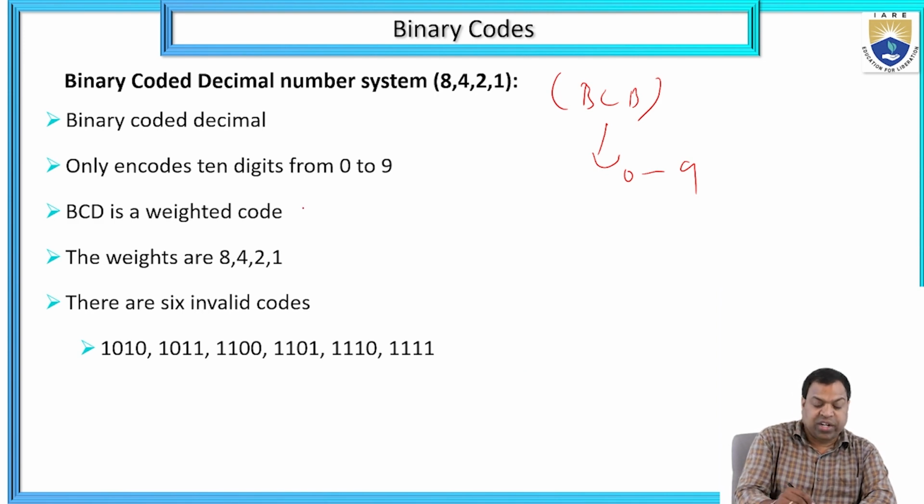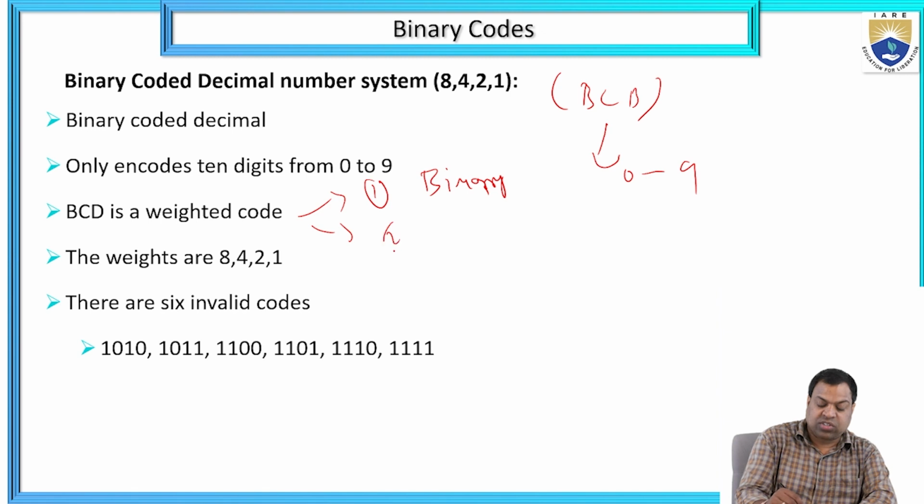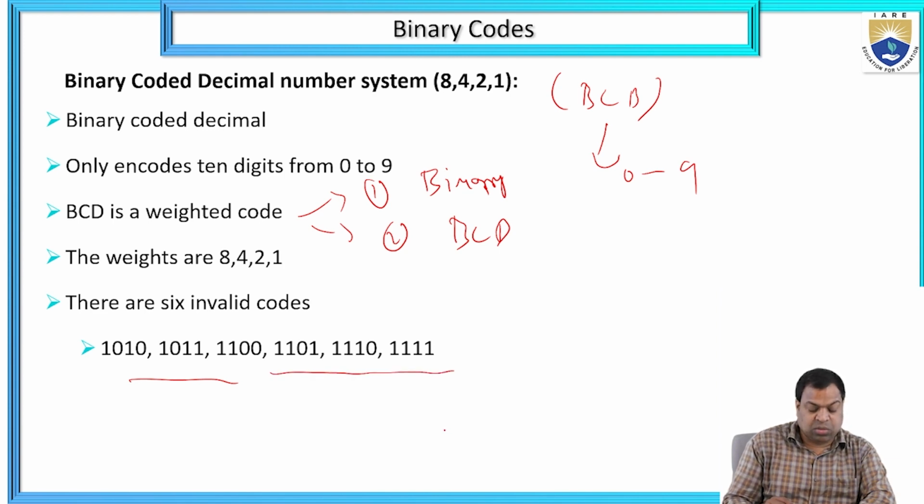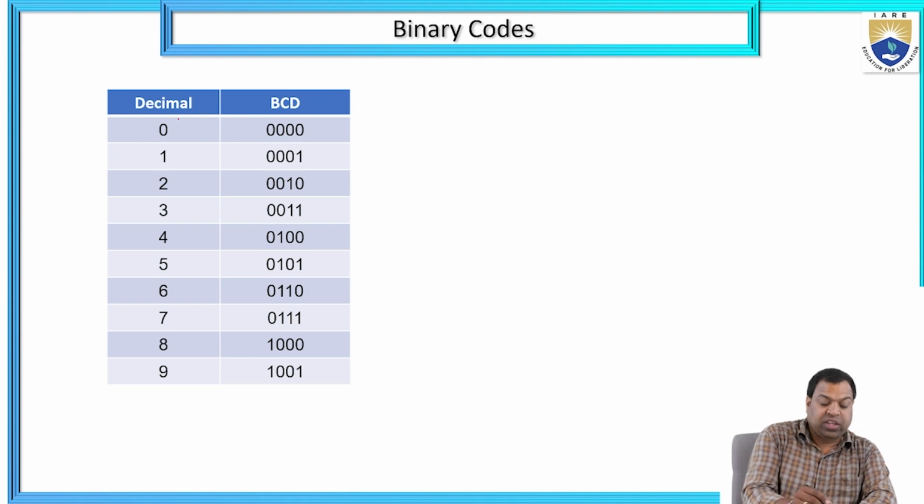Why? Because weighted codes are of two types: the first one is binary, and the second one is BCD, binary coded decimal, with weights 8421, and there are 6 invalid codes, 1010, 1011, like this. So we convert these numbers from the number system to BCD. What is the process? We'll discuss. Suppose I take decimal numbers from 0 to 9.